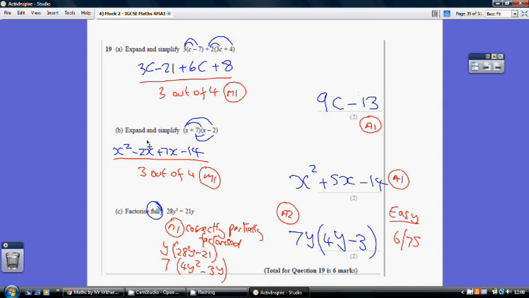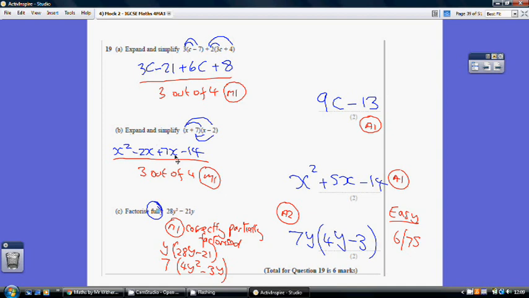Now for part B, expand and simplify. So when we're multiplying a pair of brackets, remember it's the double claw. So we multiply both terms in the second bracket by the first term in the first, and then move on to the 7 and multiply both terms in the second bracket by that. So claw, claw, claw, claw. So x times x is x squared, x times minus 2 is minus 2x, plus 7 times x is plus 7x, and plus 7 times minus 2 is minus 14.